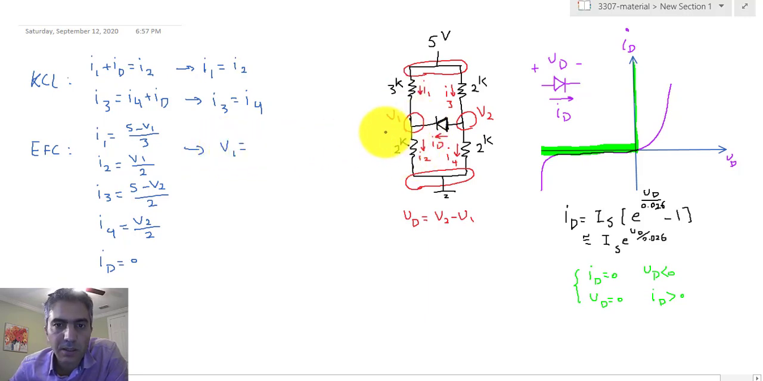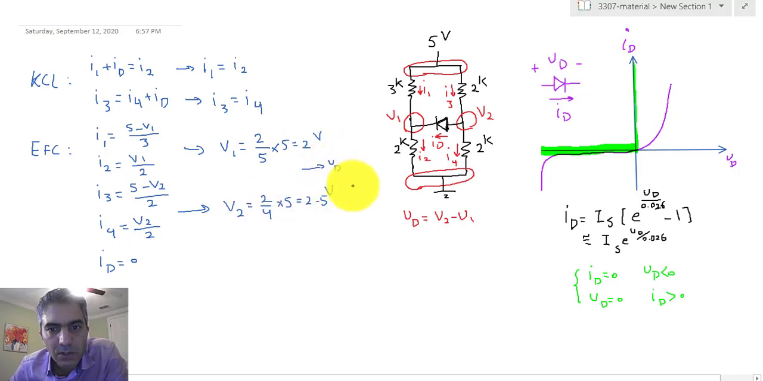These are basically turning into voltage divider equations. So V1 becomes 2 over 5 times 5, which is 2 volts. And then from these two and those definitions, you're going to get V2 is equal to 2 over 4 times 5, which is 2.5 volts. Now from all of this, you know VD, which is V2 minus V1, is equal to 0.5 volts.